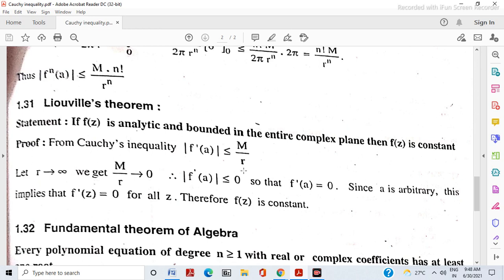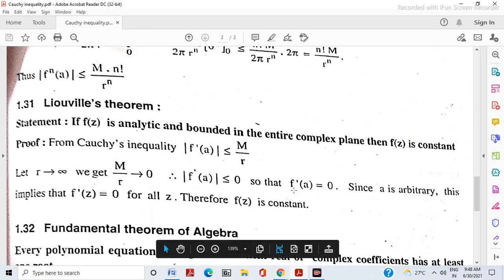Then what we get in that case, r tends to infinity means m by r tends to 0. That means modulus of f dash a less than or equal to 0. Or we can say f dash a equal to 0. F dash a equal to 0 since we have taken a particular value a. But it's not like that. We have to consider the full complex plane, then a is any arbitrary point. Then what we can say? F dash z equal to 0 for all z. F dash z equal to 0 means what is meant by that? F of z is constant. Okay, then we got that one.